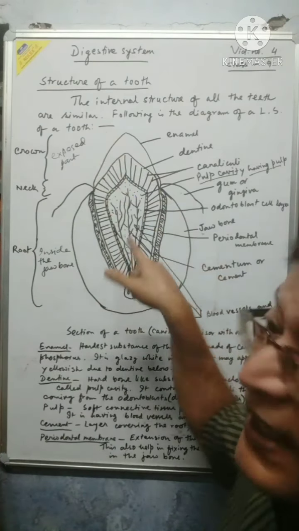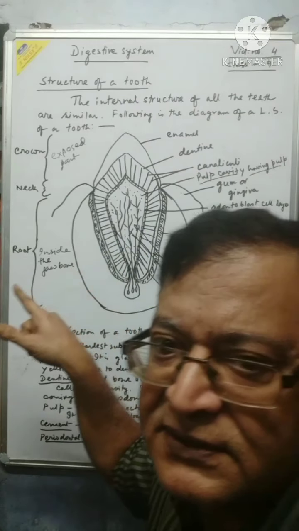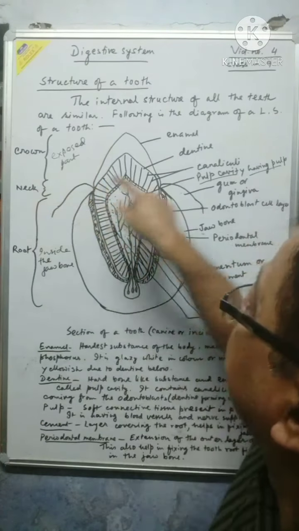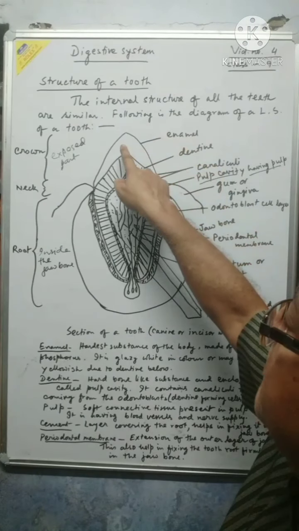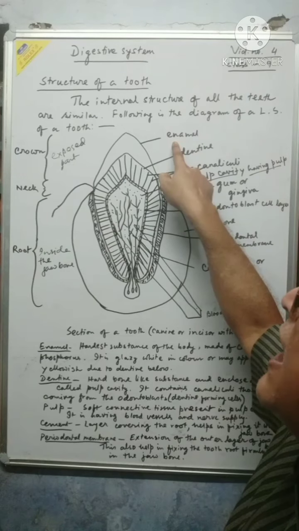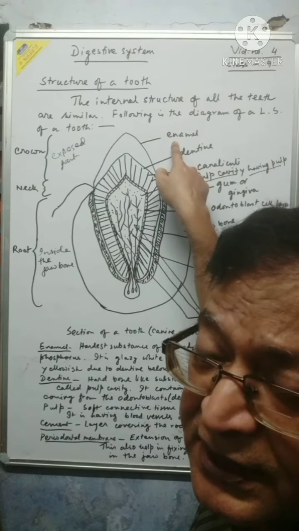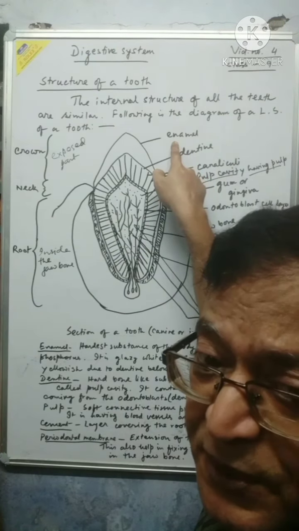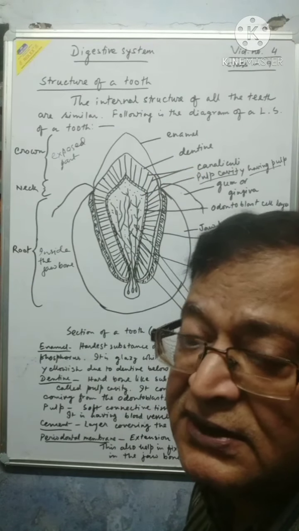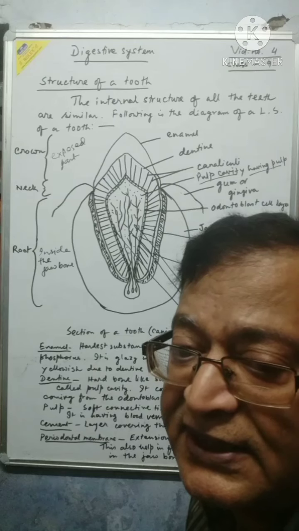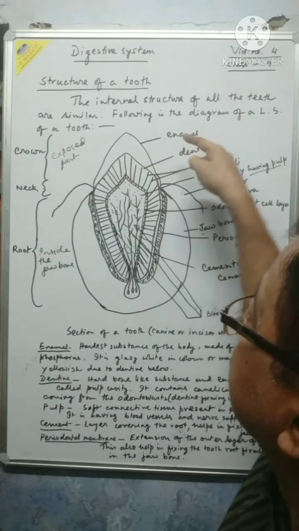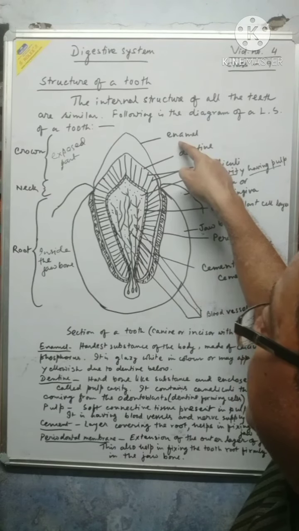In each part there are several layers. The first layer, the exposed part, that means the crown, is enamel. This part is the hardest substance of the body. It is made out of calcium and phosphorus, and this enamel is used for cutting, tearing, grinding and crushing the food.